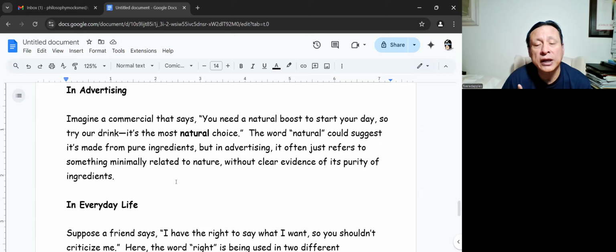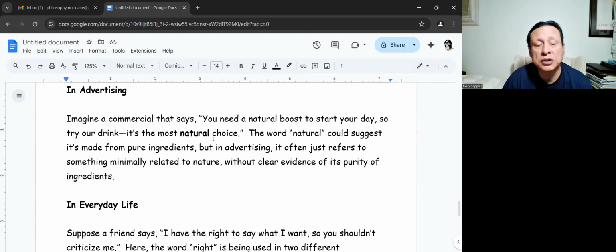So we use the word natural in different ways, but this company initially said it's a natural boost, meaning obviously related to nature, pure ingredients, no artificial ingredients. But then they use "our natural choice," right? So here, natural boost and natural choice are meant to give the idea that the ingredients are pure, but not necessarily. It's just another way of using the word natural.